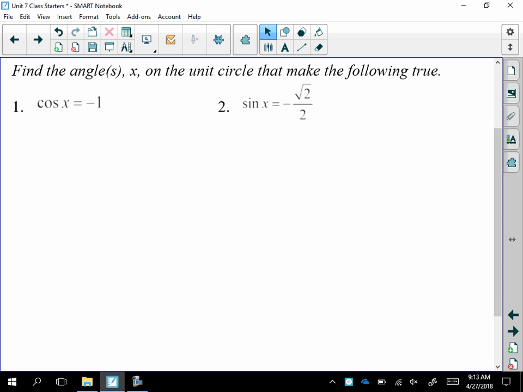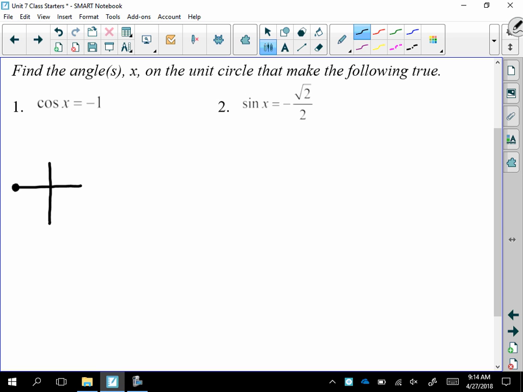So in number 1, as we look at that equation, cosine of x equals -1, what it really means is find the angle or angles on the unit circle where when I take the cosine of that angle, I get -1. So it's similar to inverse trig functions. We're still using the value to find the angle. It's just we're not bound by the restrictions on domain and range that we are when we're dealing with an inverse trig function. So where on the unit circle does cosine take on a value of -1?